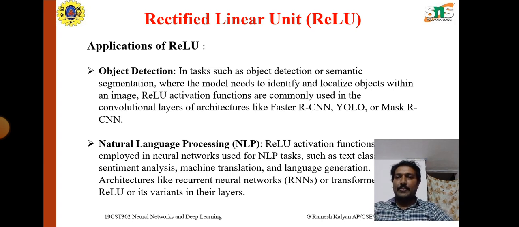Convolution layers act as the hidden layers in computer vision or object detection processes. The next one is natural language processing. Here, rectified linear unit activation functions are employed in neural networks used for NLP tasks such as text classification, sentiment analysis, machine translation, and language generation. Architectures like recurrent neural networks (RNNs) or transformers use ReLU in their layers.